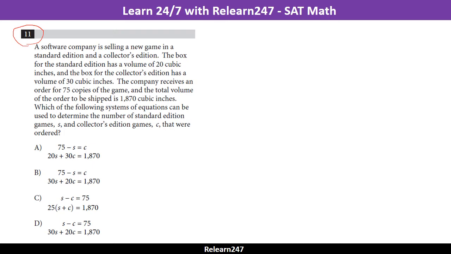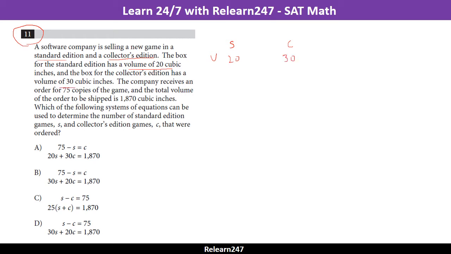Let's read the question. A software company is selling a new game in standard edition and a collector edition. So there are two types of game which the company is selling. The box for the standard edition has a volume of 20 cubic inches. So we'll make two separate columns, which will be handy: standard and collector. For standard the volume is 20, and the box for the collector edition has a volume of 30 cubic inches, so for collector it is 30.